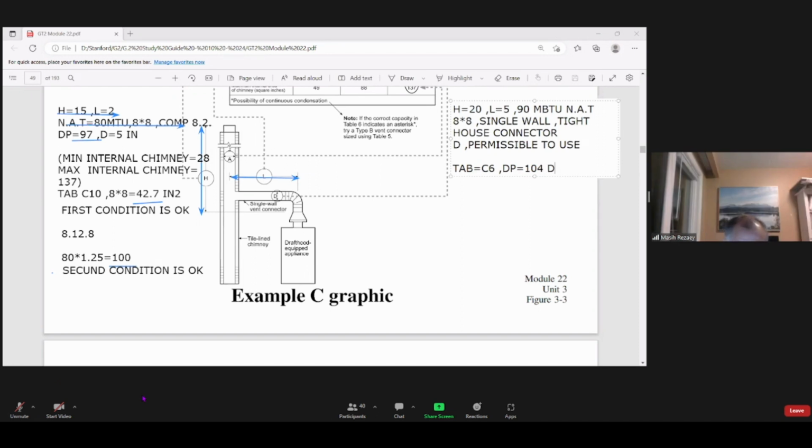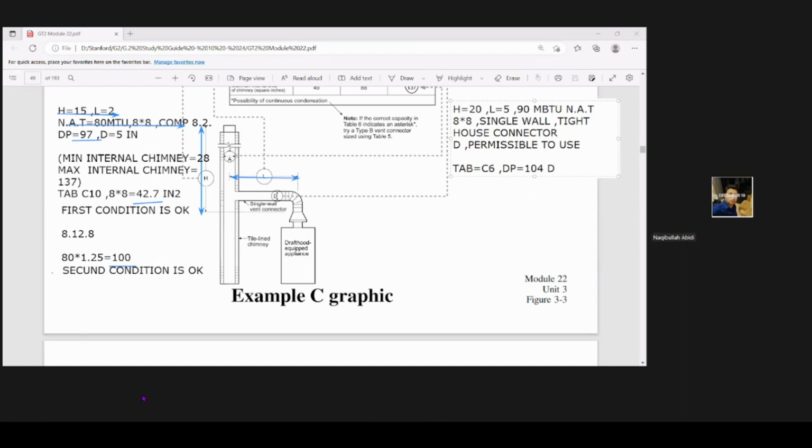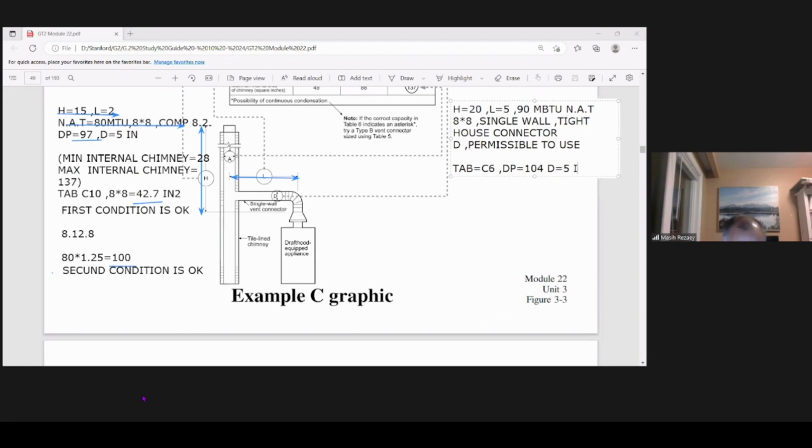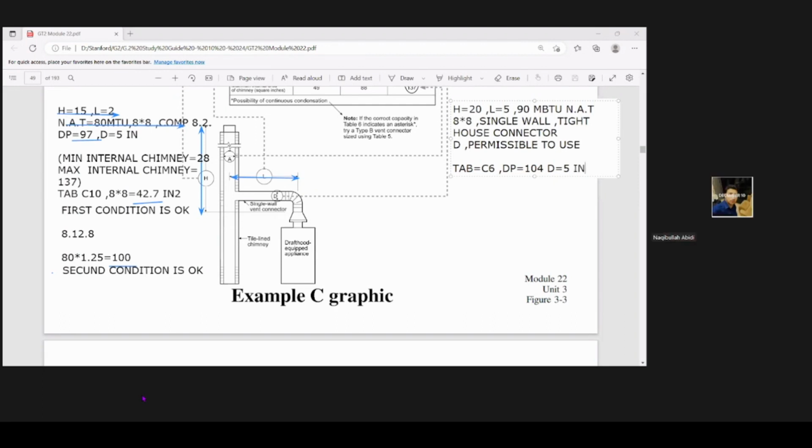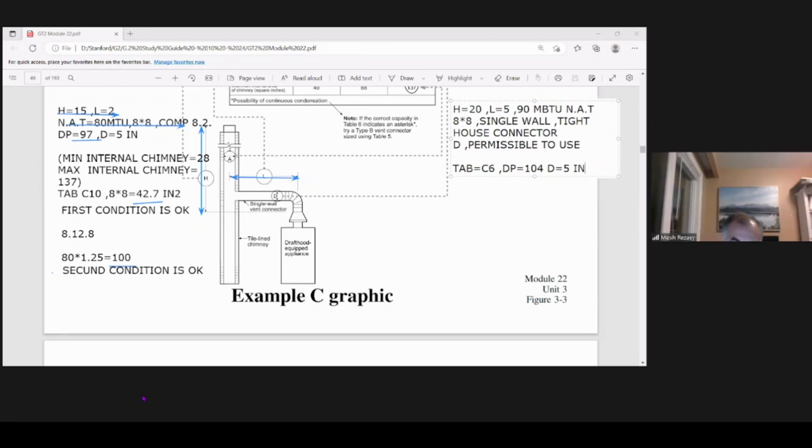We can choose that from, D equal to, how much? D equal to 5, right? Yes sir, 5. First, they ask you the D. Table C6, D equal to 5. So far, 2 points, you got it. Now you want to see if it's permissible or not.